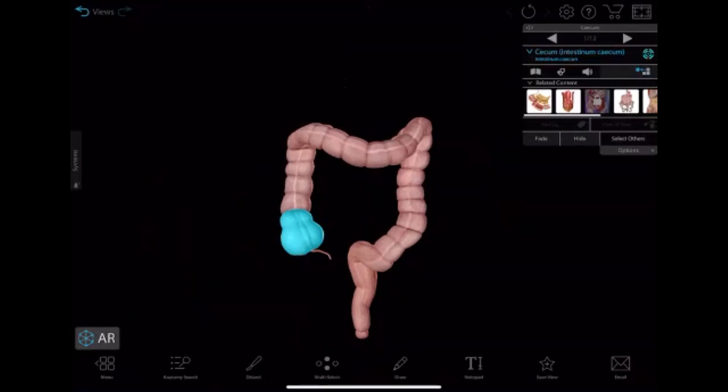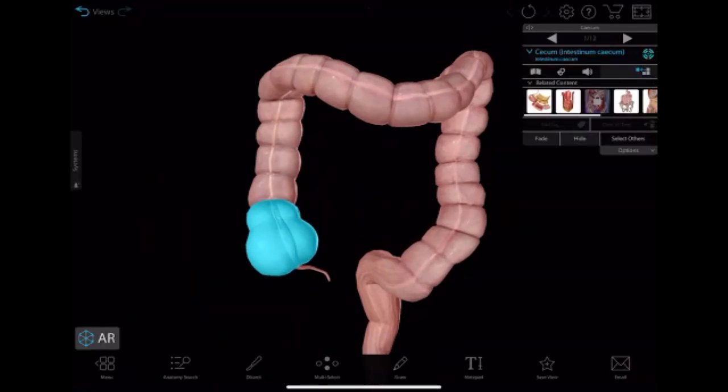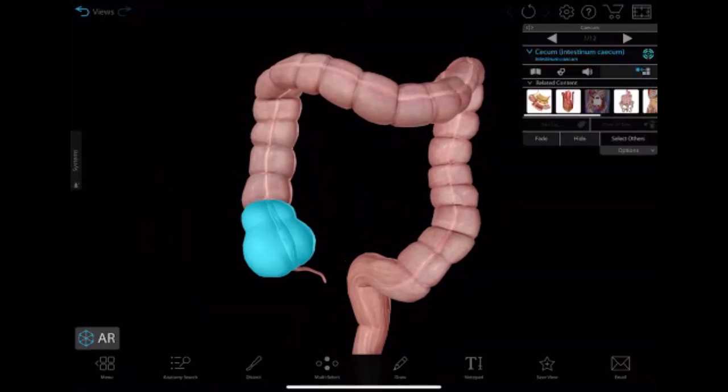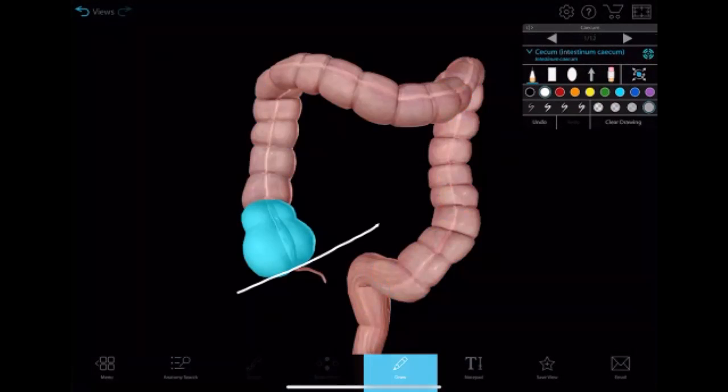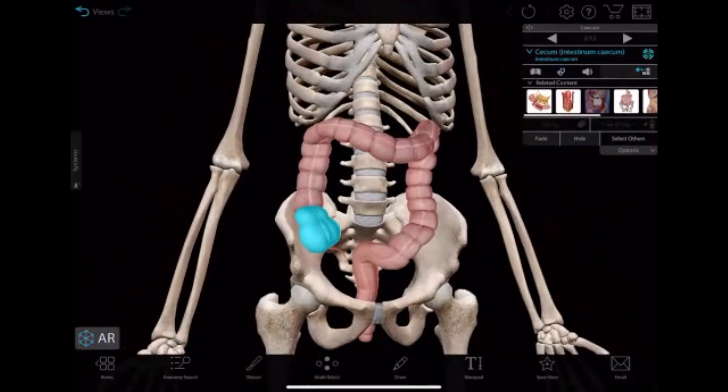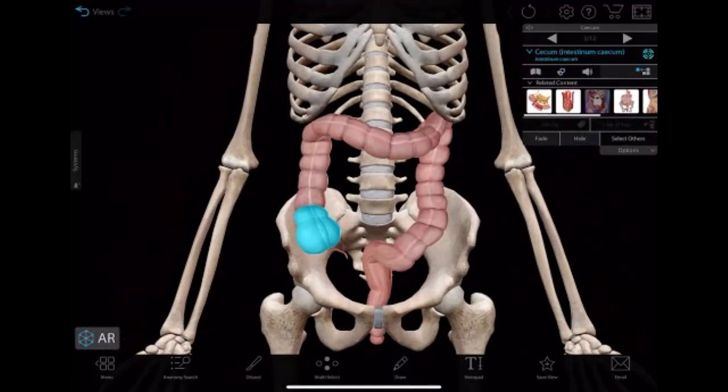So the selected structure is the cecum. It is blind because here you see it is ended, so it is blind. Here you can see the appendix. And it is situated in the right iliac fossa.